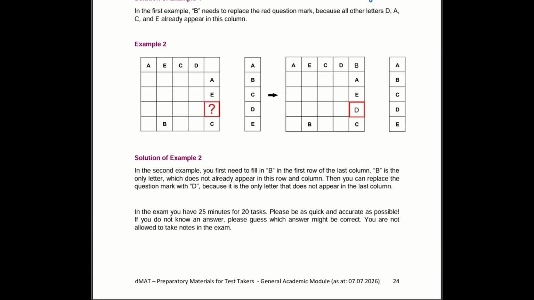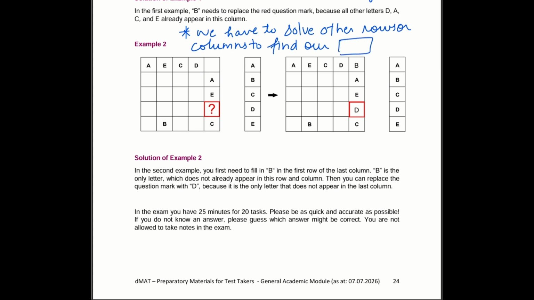Now next move to the next example here. What is the rule that is also going to be followed? We have to solve other rows or columns to find our question mark answer. So here there are two boxes that are empty, so we can't easily find the correct answer.